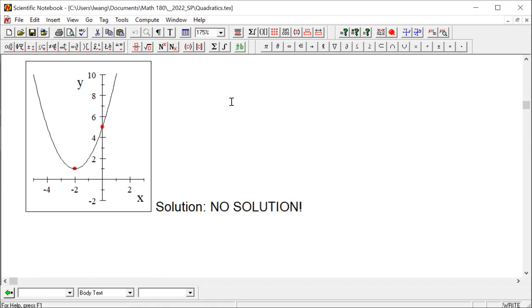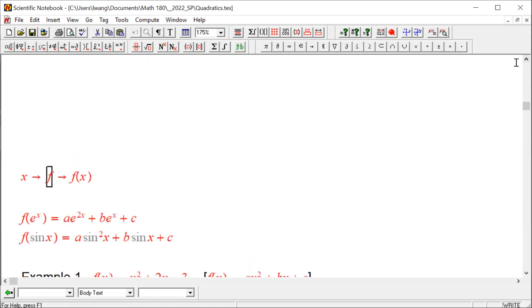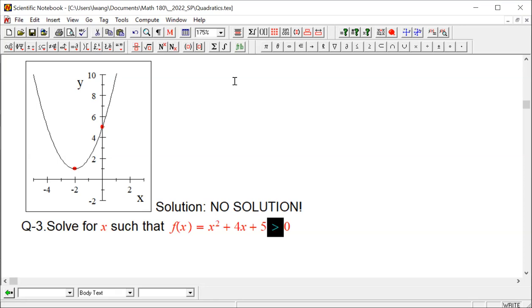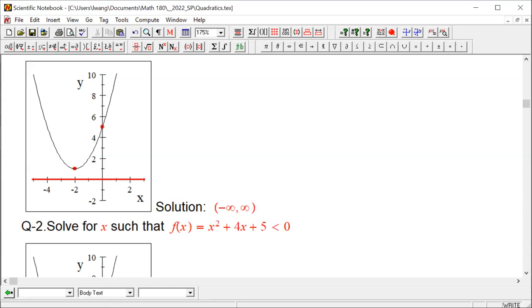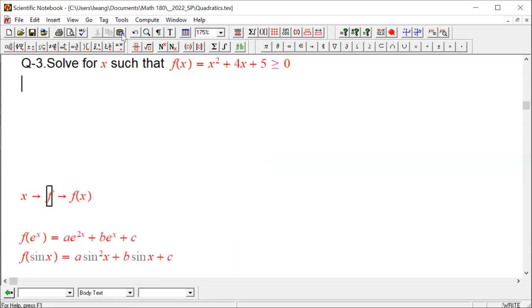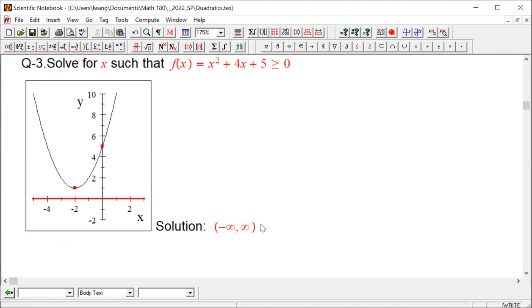Now, what if it's greater than or equal to 0? Question number 3. Equal to 0 will not happen in this case. Always positive. So the solution is still all real numbers. It's just that equal to 0 will never happen, because the output is positive or 0.